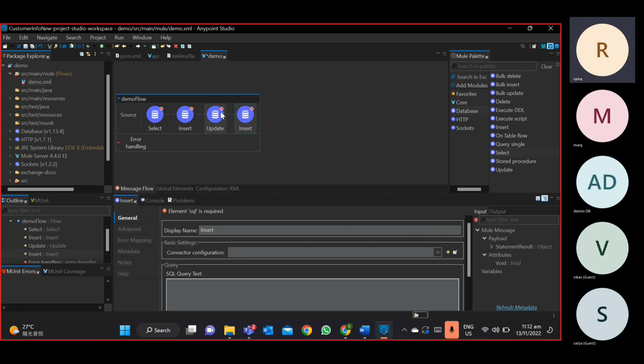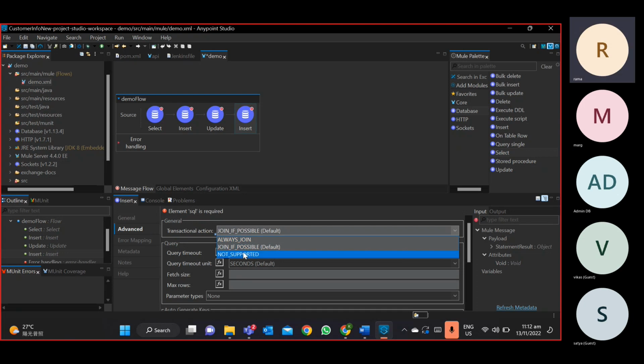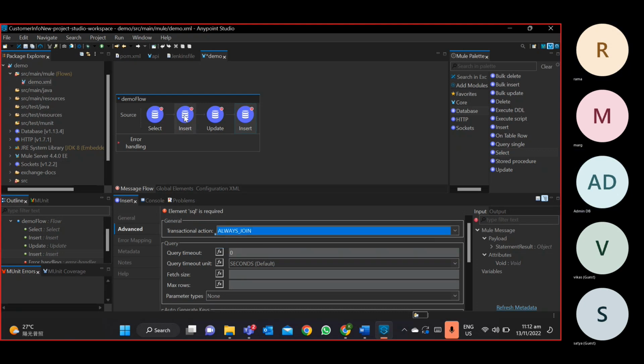Ravi, what did you do to put them in the transaction? Yes, so here you can see inside advanced, not supported means this will not be involved in the transaction. Always join means this will participate in the transaction.